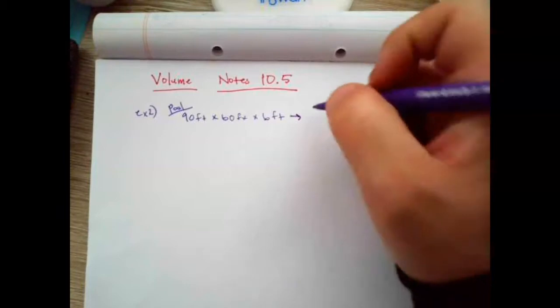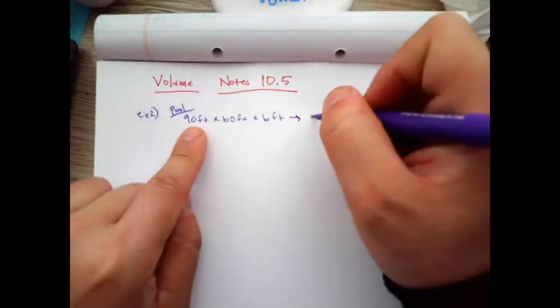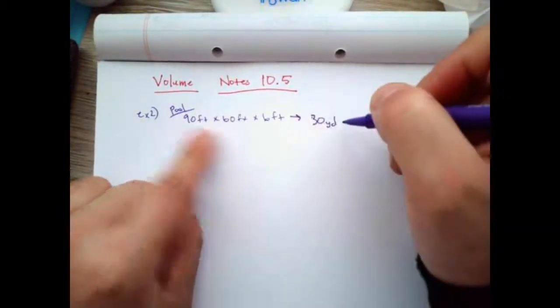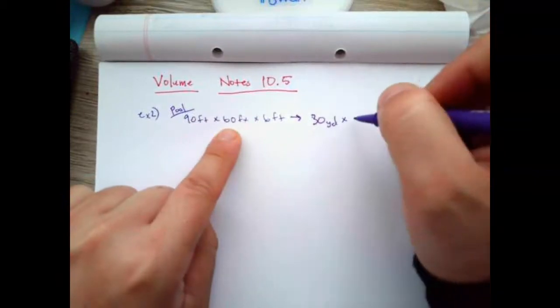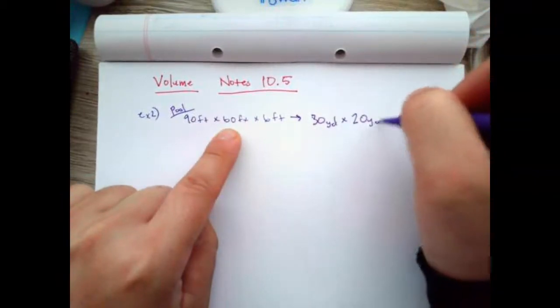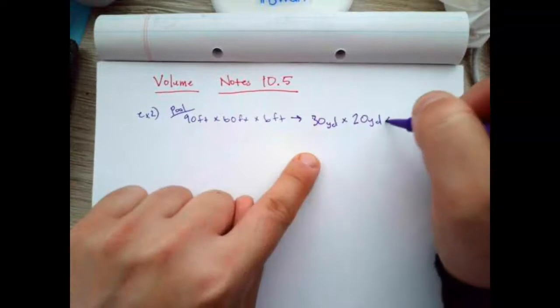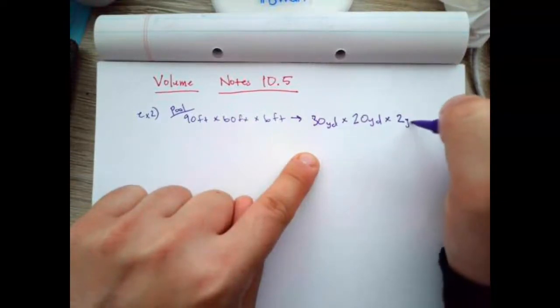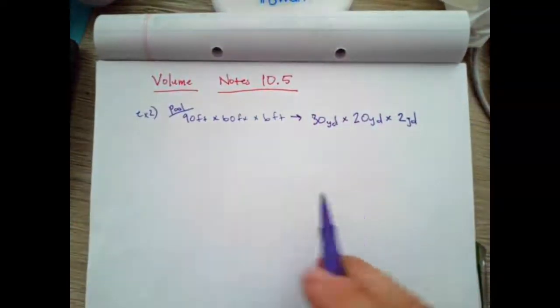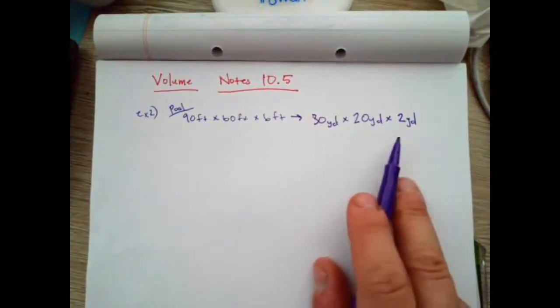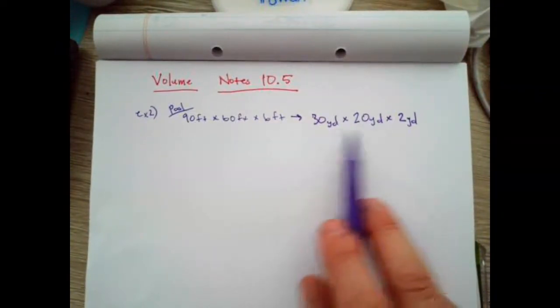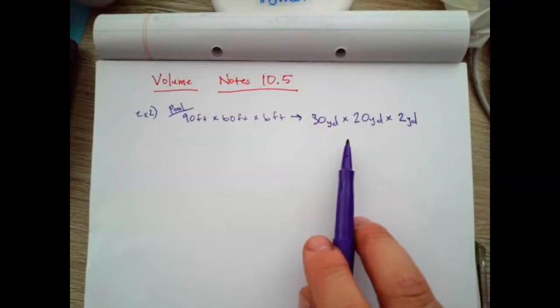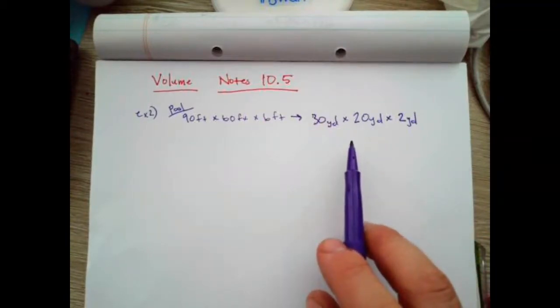There's 3 feet in a yard, so 90 feet is 30 yards, 60 feet is 20 yards, and 6 feet is 2 yards. That way we can just have our answer for the size of the pool in cubic yards, and then the truck will be taking loads of 10 cubic yards per load.